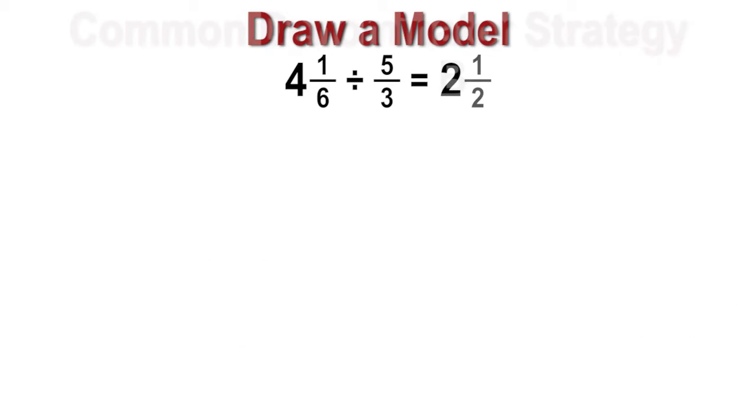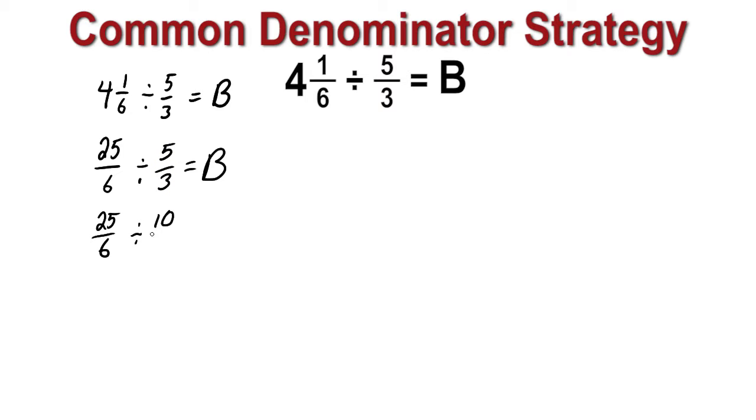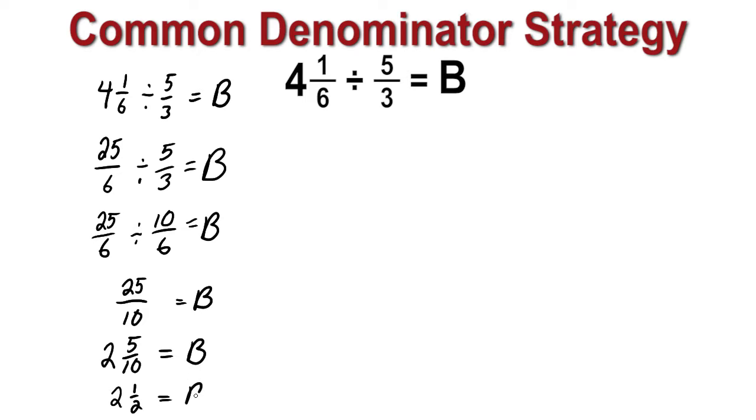Another strategy a student could choose is the common denominator strategy. First, change the mixed number 4 1/6 to the equivalent fraction 25/6. 25/6 divided by 5/3 equals b. Now change 5/3 to 10/6, so there is a common denominator. 25/6 divided by 10/6 equals b. Now divide the numerators. 25/10 equals b. Next, change the fraction into a mixed number so it will compare to the mixed number 2 1/2 that we got earlier. 2 5/10 equals b. So the answer is 2 5/10, which is equivalent to 2 1/2.